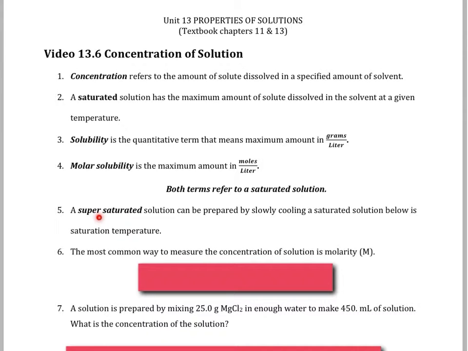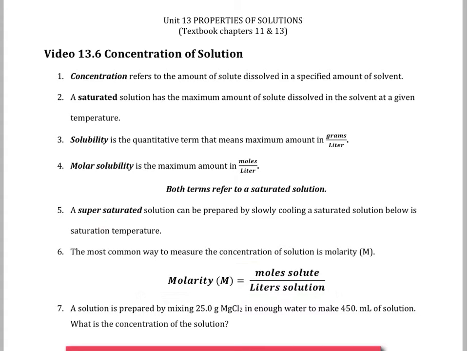Now let's move on to concentration. The most common way to describe concentration in the lab is to use the term molarity, and it's a capital M. Molarity is moles of solute over liters of solution. Now I want you to pay special attention to this term right here. It's not liters of solvent, it's liters of solution. In other words, the volume includes the solute and the solvent.